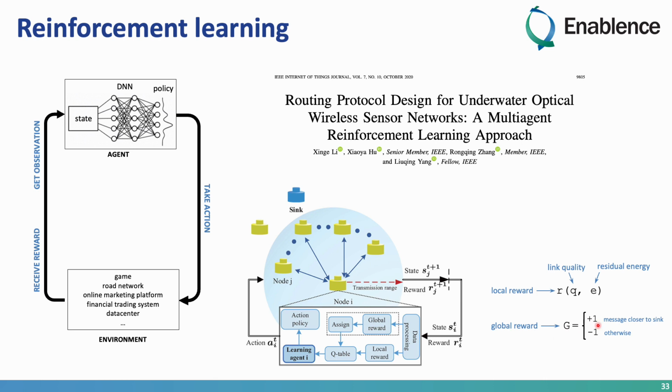It's a positive reward if a message manages to get one step closer to the sink or the target, and it's a negative reward if it did not. The combination of these local and global rewards is an effective way to enhance the likelihood of successful communication while also maintaining a balanced network load, thereby extending its operational lifespan.